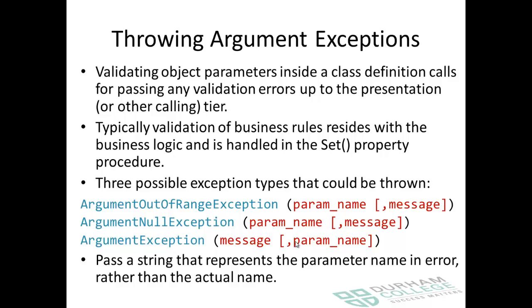For each of these, you provide at least one argument. Argument out of range and null exception require a parameter name and optionally take a message. The argument exception takes a message and optionally a parameter name. So ultimately you pass a string that represents that parameter name and error, and then you let the calling tier investigate, what is the parameter and error, and maybe construct a message, that side of things.